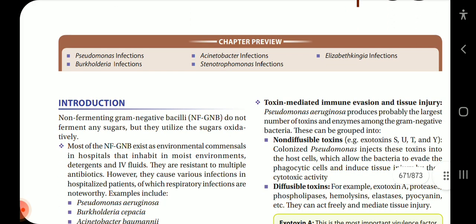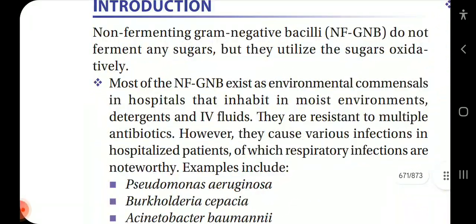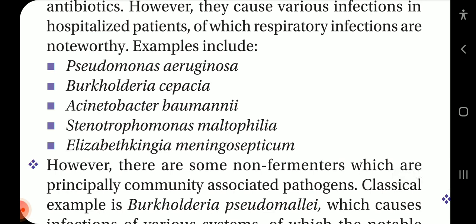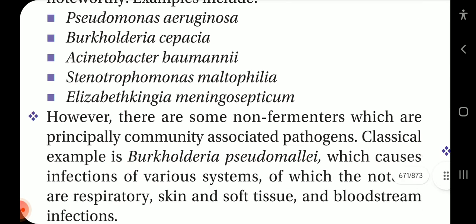So to start with, non-fermenting gram-negative bacilli (NFGNB) do not ferment any sugars, but they utilize the sugars oxidatively. Most of the NFGNB exist as environmental commensals in hospitals and inhabit moist environments, detergents, and IV fluids. They are resistant to multiple antibiotics, however, they cause various infections in hospitalized patients, of which respiratory infections are noteworthy. Examples include Pseudomonas aeruginosa, Burkholderia cepacia, Acinetobacter baumannii, Stenotrophomonas maltophilia, and Elizabethkingia meningoseptica.